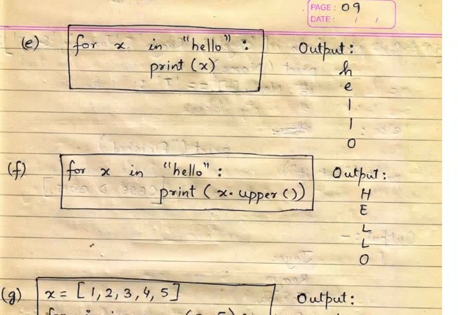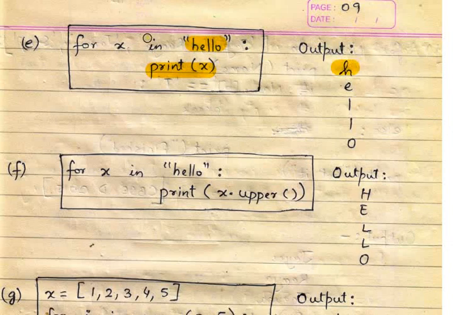Now coming to the 5th part, which is for x in hello, print x. You can see that we are not using range here, but hello itself is an iterable. It is a string and it is a combination of characters. So every time the loop gets executed, a character is taken from this particular string and is given to the variable x, and every time we have to print the value of x. For the very first time, it will be taking h in x, and then the value of x will be printed, which would be h.